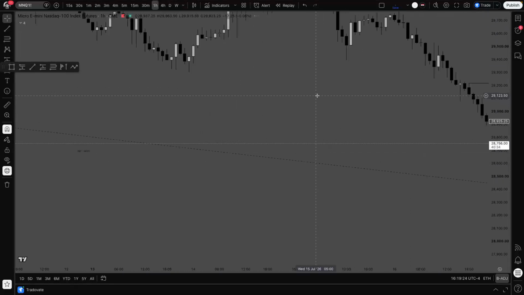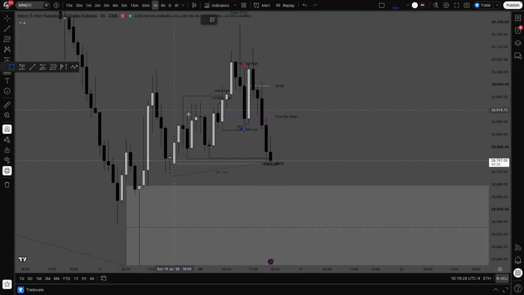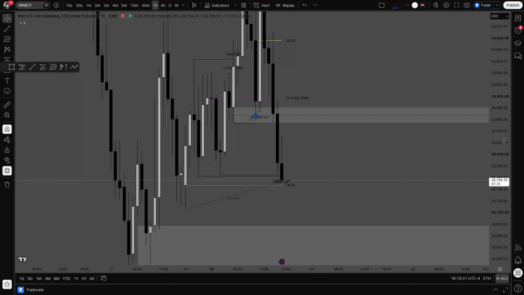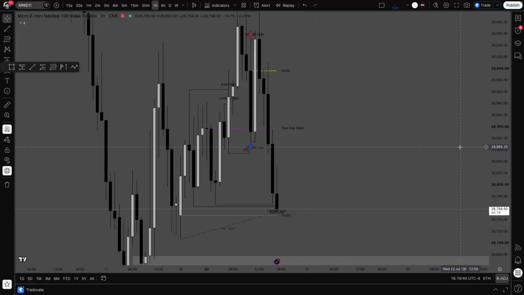Then on the 1 hour, we had this intermediate low and actually a rejection block right there. I just marked out the intermediate low because that was my draw, my first draw that I wanted to see. Gonna delete this one again.